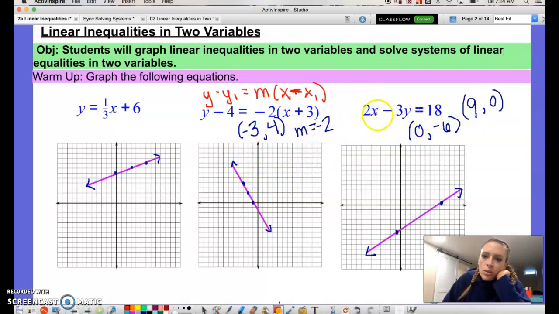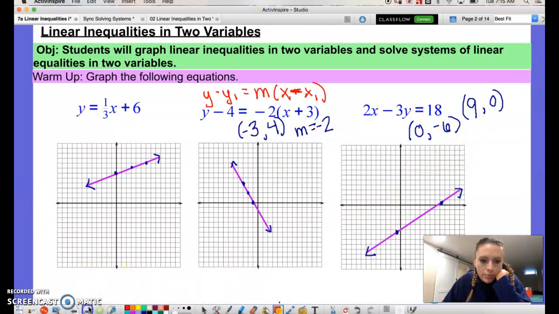Over here, we use x and y intercepts when we have standard form. So really just covering up the x and figuring out when x is 0, what is y? Well, that would be -6. Covering up the y, well, if y is 0, what is x? It's 9. Graph those 2 points and draw a line between them.